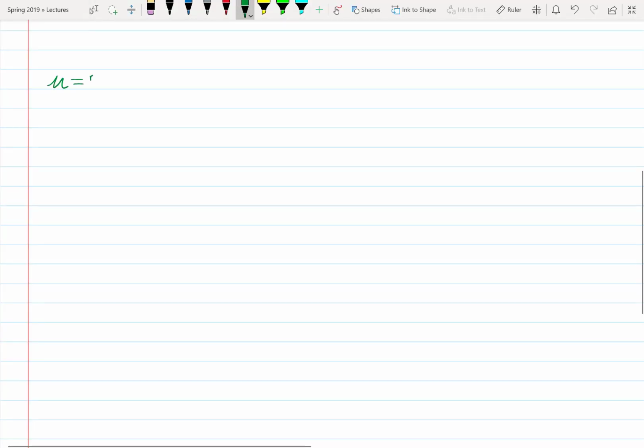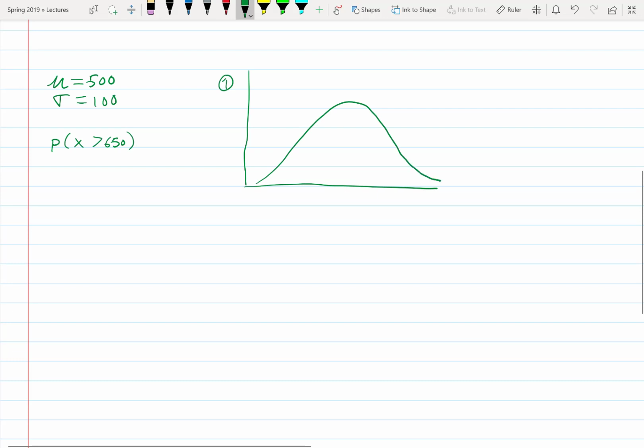Let's say we have a mean of 500 on the SAT. Let's say we know that the population standard deviation is 100 on the SAT. And we're looking to find the probability of getting a score X that's greater than 650. All right. Step one, of course, we need to draw this out so we know what we're doing. Here's my normal curve, and our mean is 500 on the axis of raw scores.